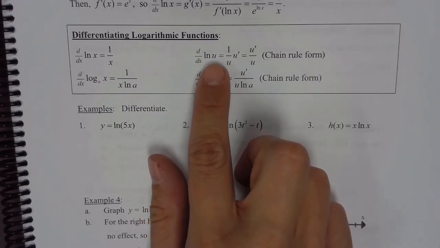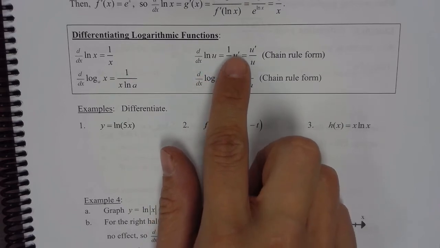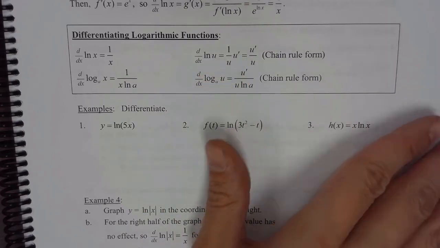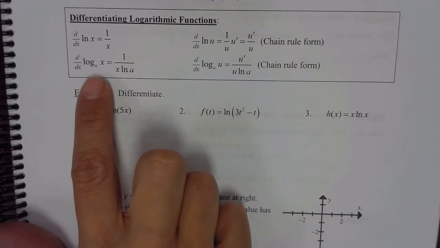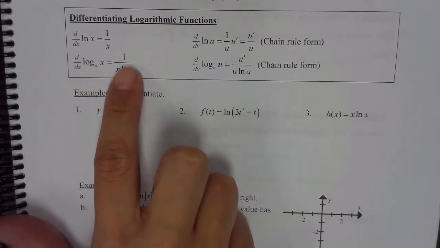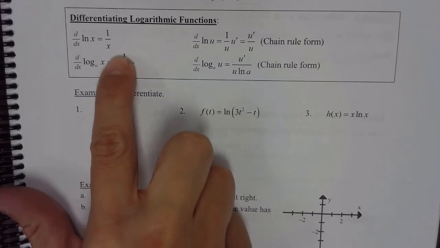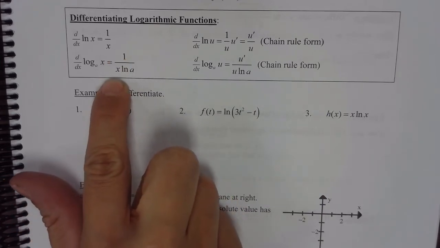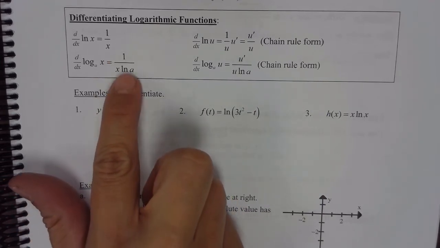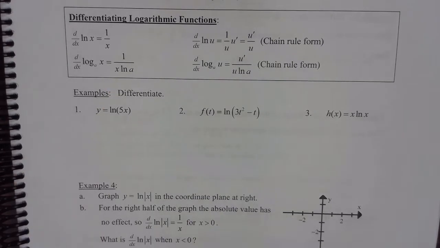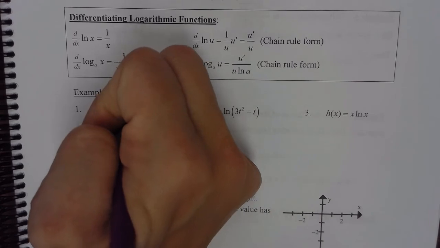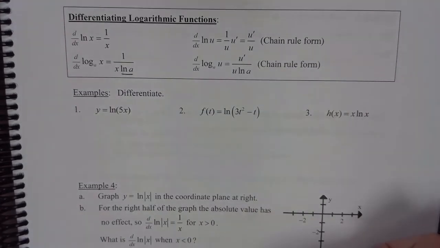But don't forget, if we have something other than just x in our ln, we also have to take the derivative of the inside, like the chain rule. When we do a log base of something, we have 1 over x. That's where our ln comes in, but then we also have to take the ln of that base. Do not forget that this is a constant number. Okay, it's a number value.